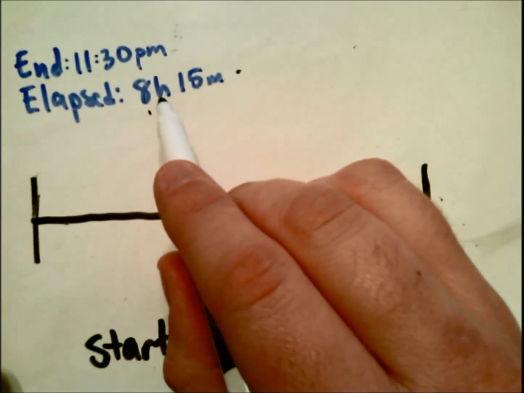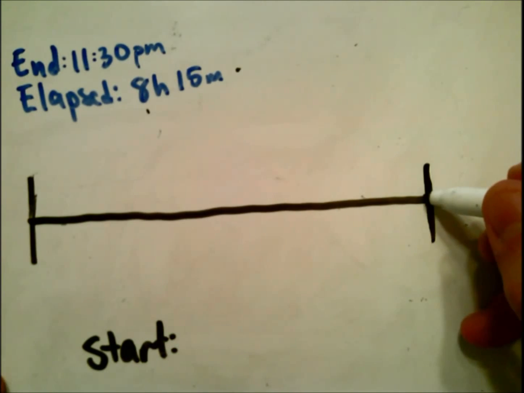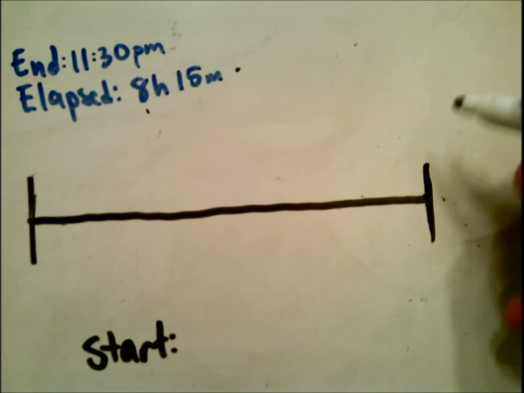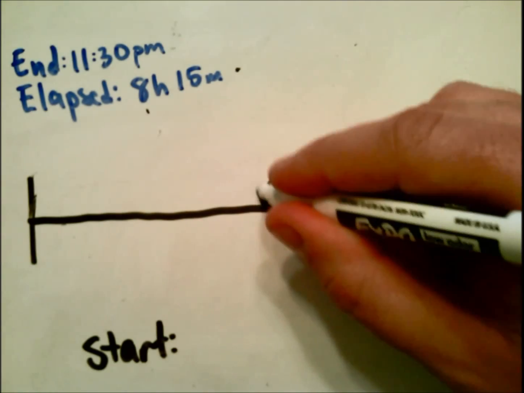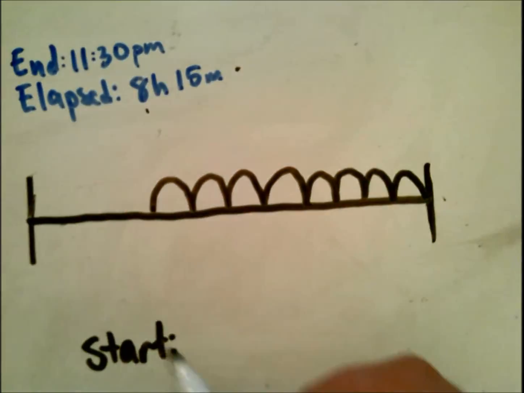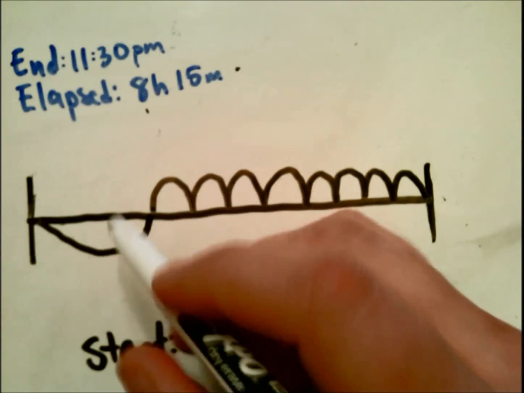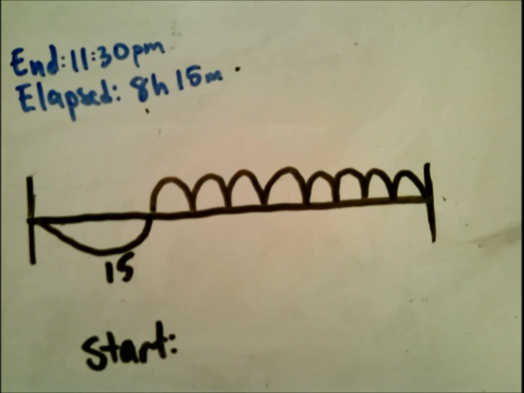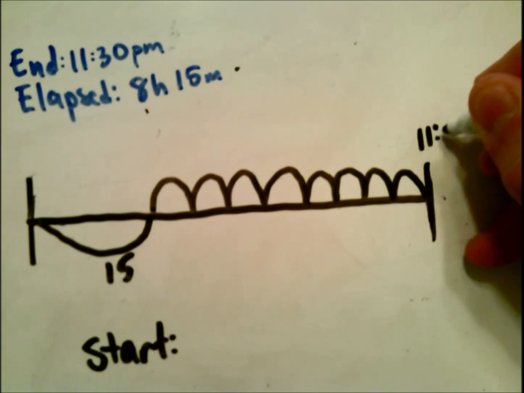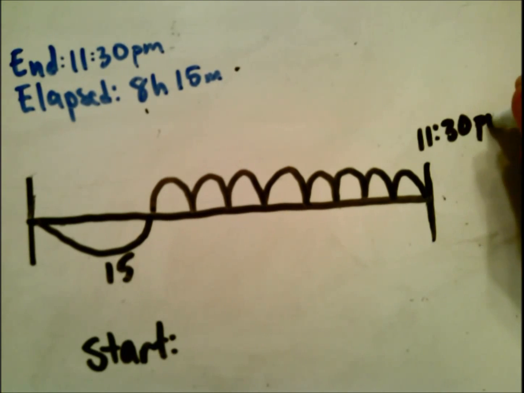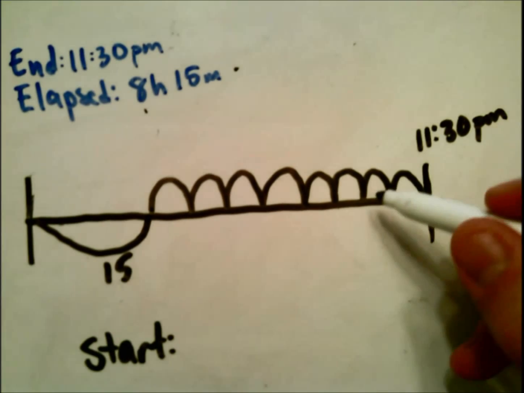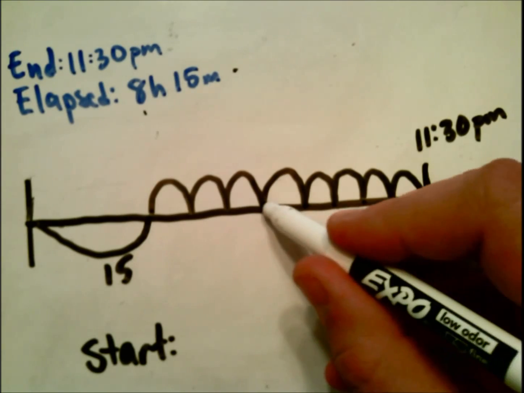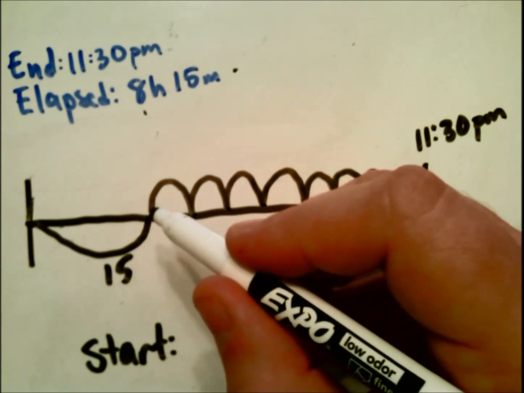So I need to make sure I'm doing 8 hours as well as 15 minutes starting from here. I'm not even going to notate the end time. I'll do that later. So we have 1, 2, 3, 4, 5, 6, 7, 8, and then I'm going to notate 15 minutes to get right back there, and that's 8 hours and 15 minutes right there. So we're going to start counting back from 11:30 p.m. Starting here, this is 11:30, so that would be 10:30, 9:30, 8:30, 7:30, 6:30, 5:30, 4:30, 3:30.